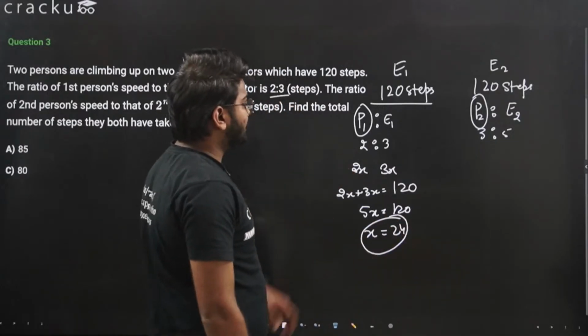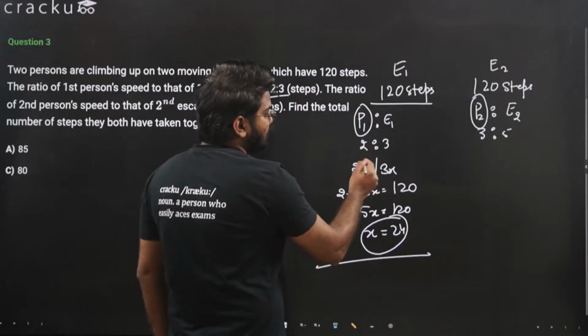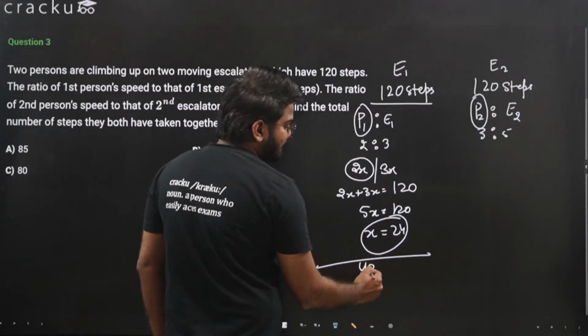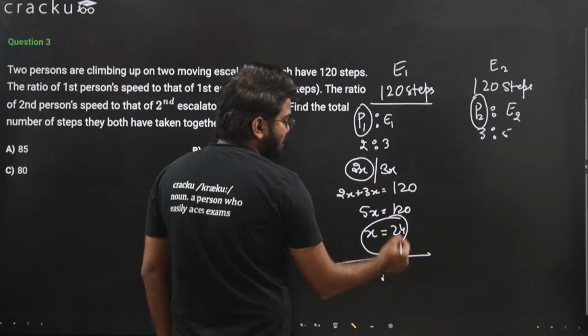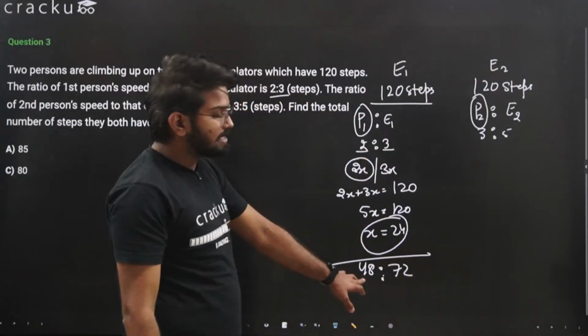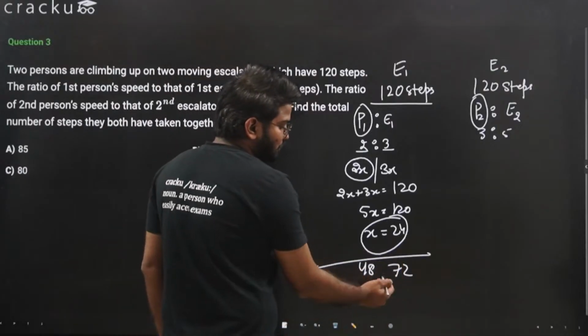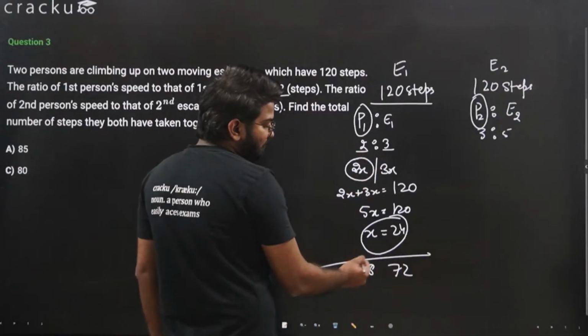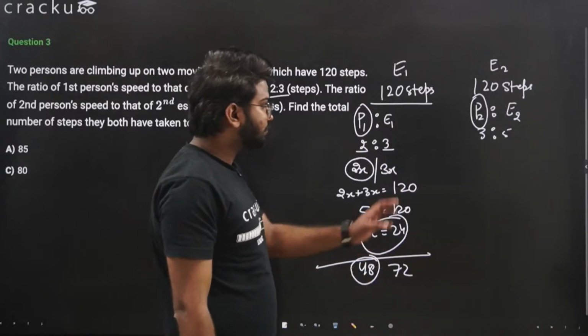With this we can find x is equal to 24. If we put x here, this will be 48 and this will be 72. If the ratio of speed is this, the distance will also have the same ratio. So in the first case, P1 has covered 48 steps.